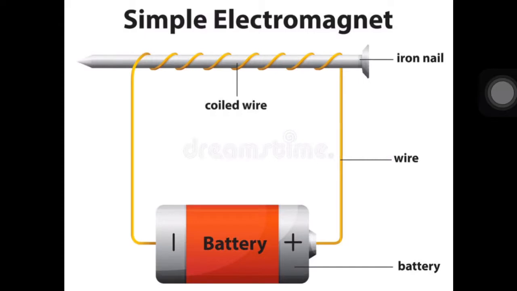Another idea is that if we increase the current or voltage through this coiled copper wire, we can increase the intensity of the magnetic field. Also, if we increase the number of turns of this coiled copper wire, then also we can strengthen the magnetic field.